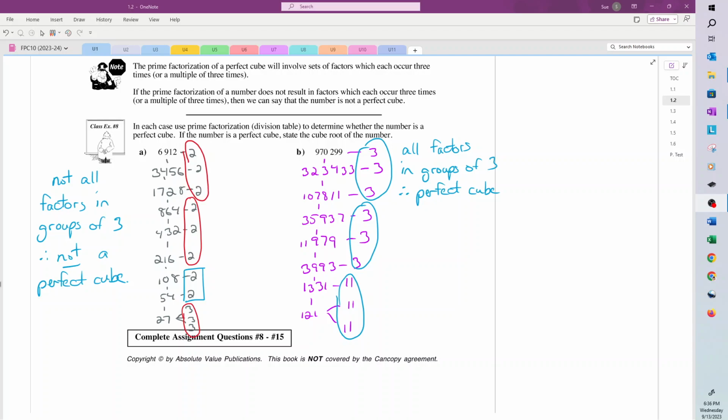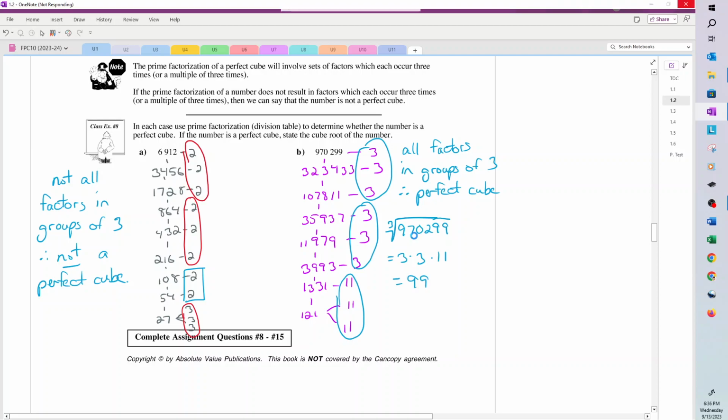Okay, our last example, we do the prime factorization. We see that all of the prime factors come in sets of 3. That means that it is a perfect cube. And then we can say that the cube root of 970,299 equals, and we're going to take 1 from each set. So we're going to take a 3 from the first set of 3s, and a 3 from the second set of 3s, and an 11 from the set of 11s, and that equals 99.